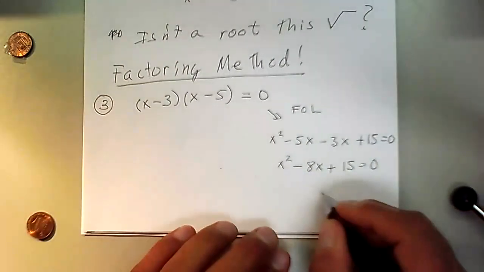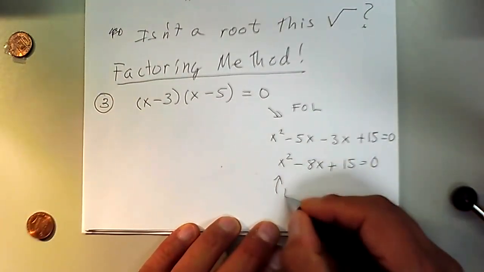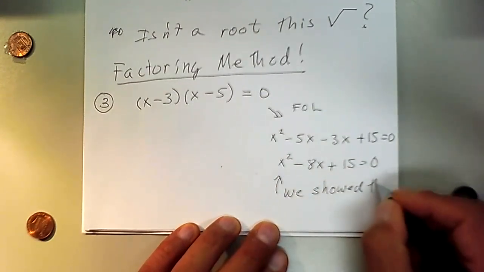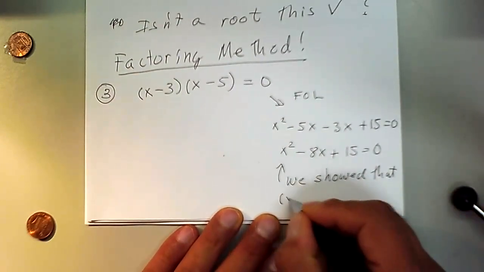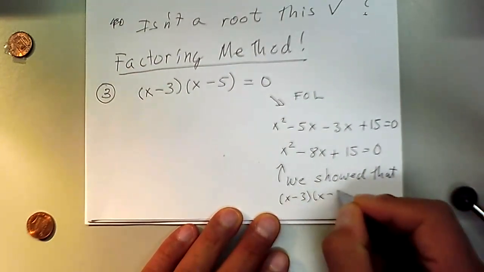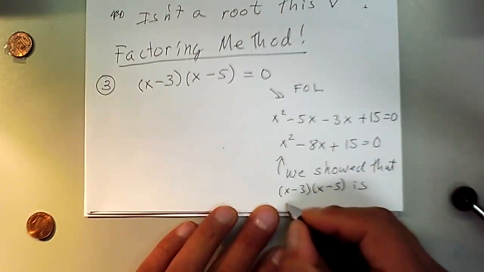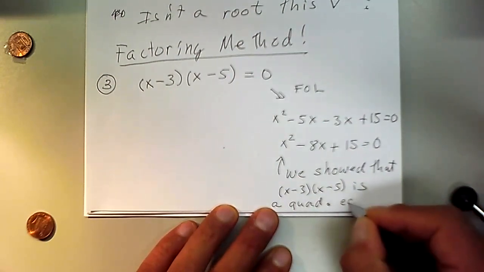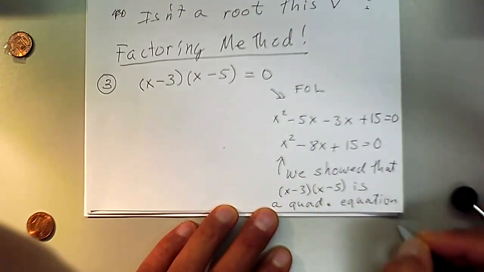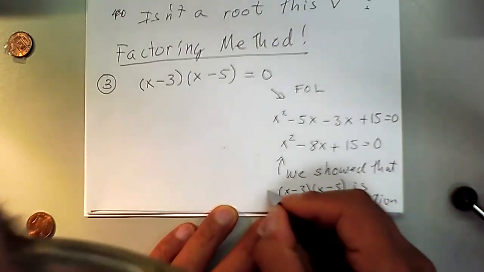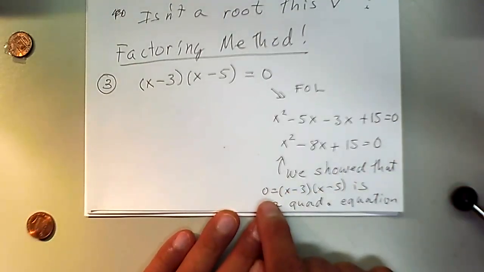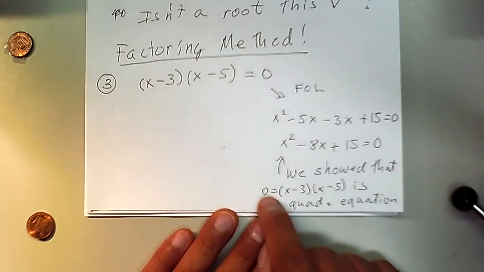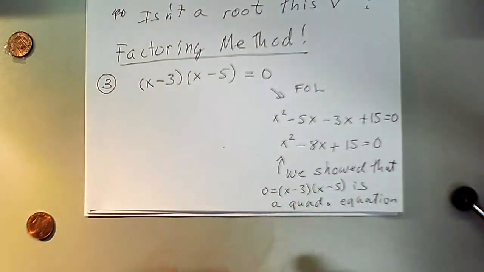So what did I achieve by doing this? We showed that x minus 3 times x minus 5 is a quadratic equation. Oh, I didn't put this 0. Let me put this 0 over here. Otherwise, we don't have an equation. Yeah, I almost missed that. So this with equaling 0 is a quadratic equation.